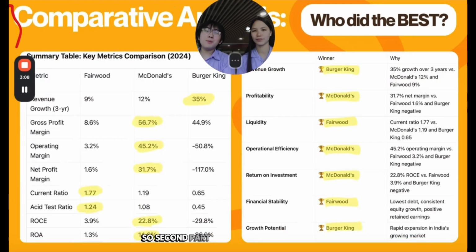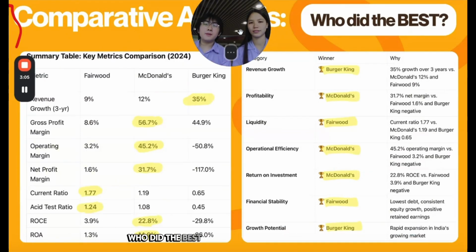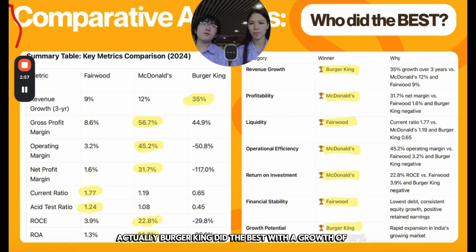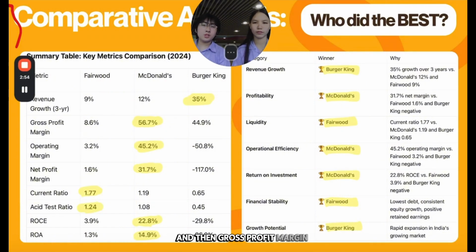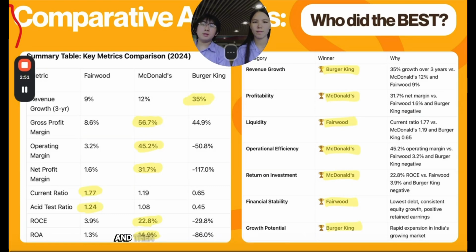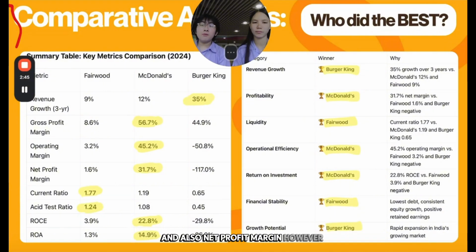So, second part of our comparative analysis, who did the best out of these three corporations? So, as you can see, revenue growth, actually Burger King did the best with a growth of 35%. And then gross profit margin, McDonald's has the best margin. And then McDonald's also has the best operating margin and also net profit margin. However, Fairwood is actually the best compared out of all these three. They're the most liquid, with a current ratio of 1.77 and acid test ratio of 1.24, and McDonald's has the best ROCE and also ROA.